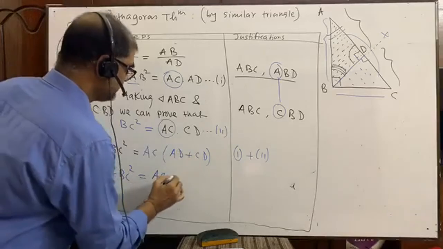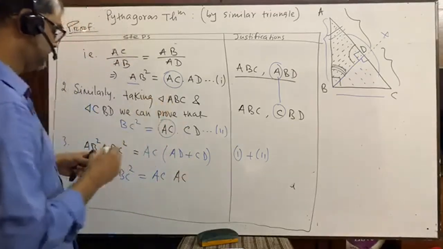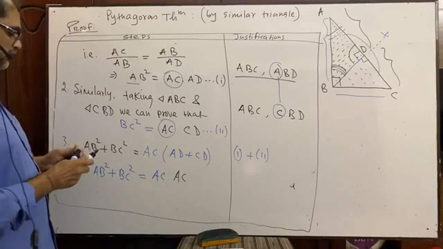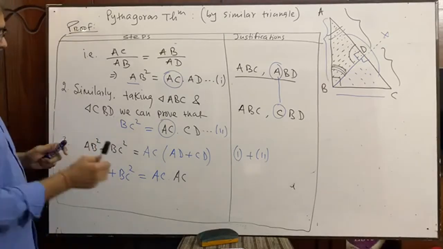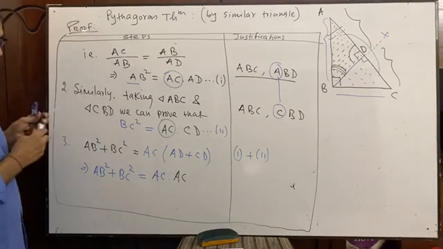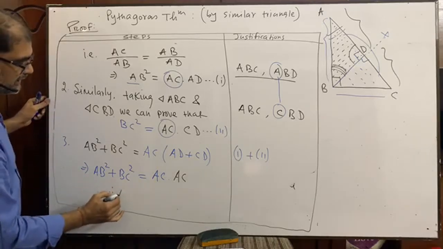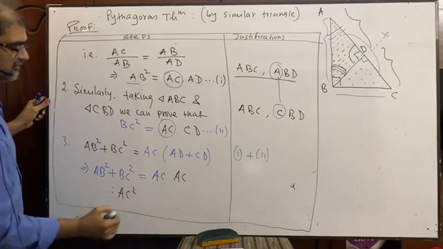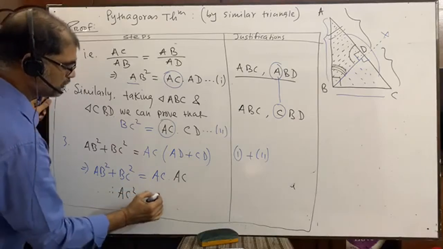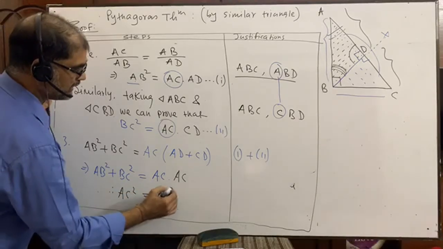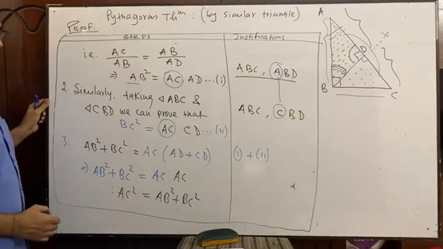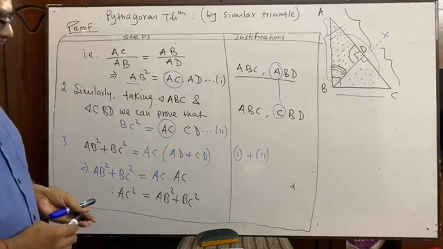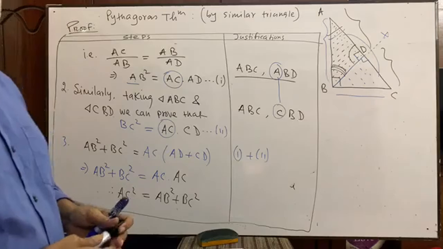So we can write here AD plus CD equals AC. Now you just calculate it. That is, we can write here AC into AC equals to what? AC square. Therefore we can write AC into AC, that is AC square, is equal to AB square plus BC square. Okay, so our proof is done.